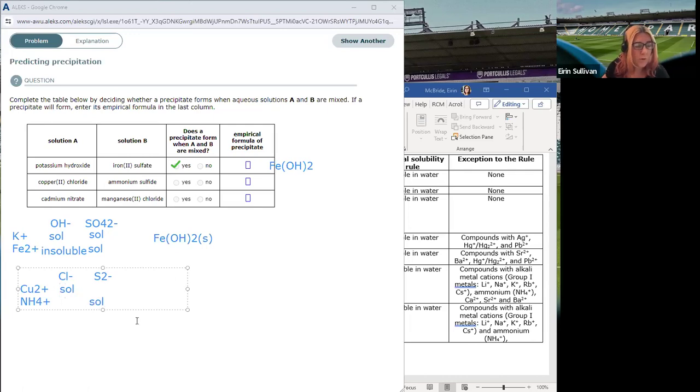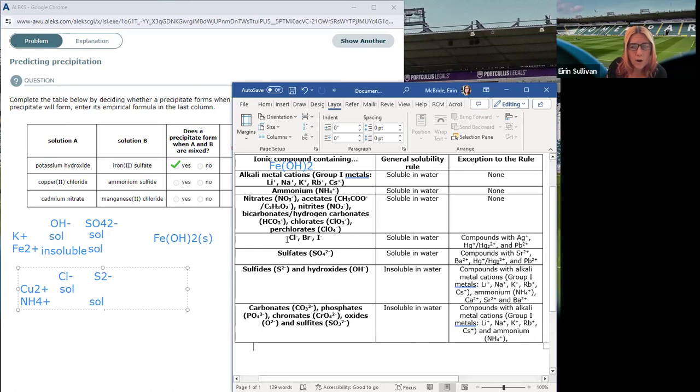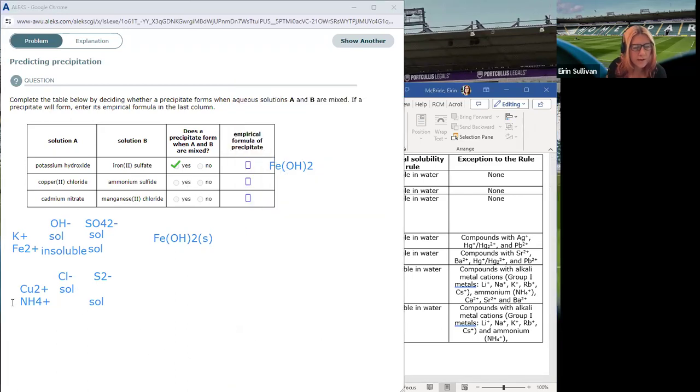You can check if you want to get more practice, but I'm trying to show you an efficient way to look at this. So we're looking at ammonium chloride. Look at your table. Chlorides are always soluble. The only exceptions are silver, mercury, lead. Ammonium is always soluble in water, so it's a pretty dead cert that ammonium chloride is going to be soluble.